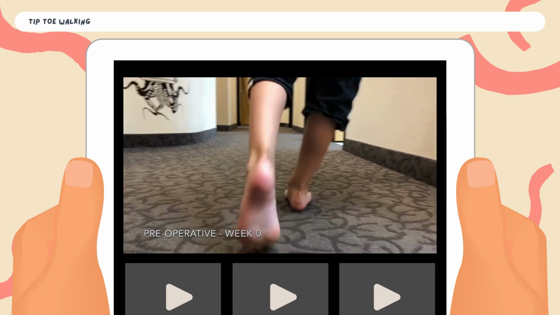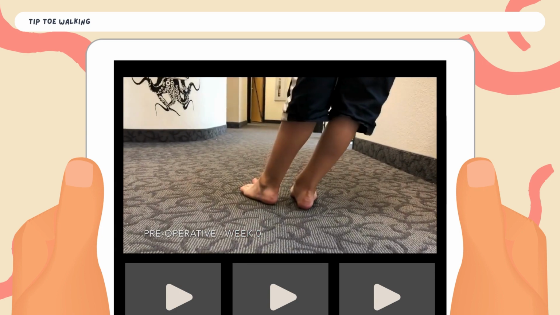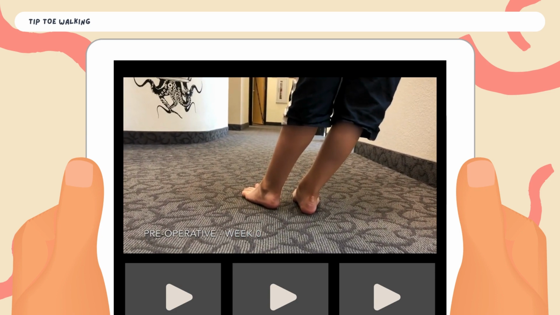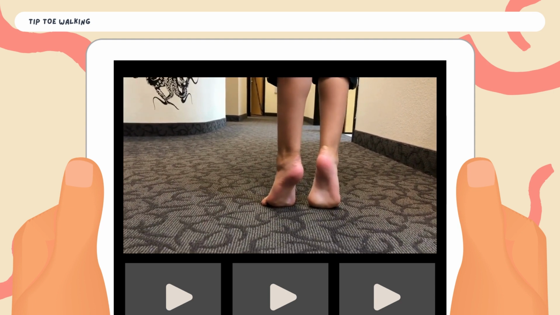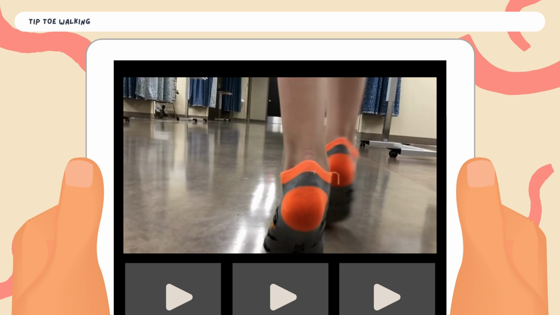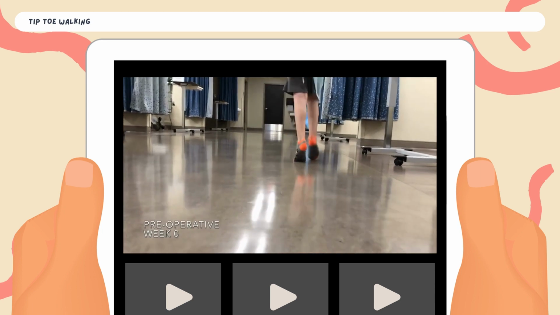This is not an issue that's just suddenly happened and he started toe walking. He's just never been able to walk normal. These kids struggle a lot with fatigue and pain.